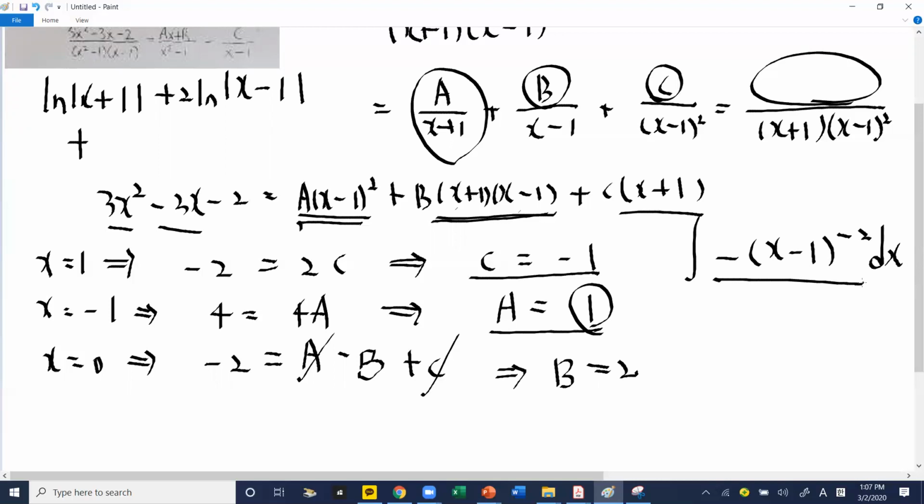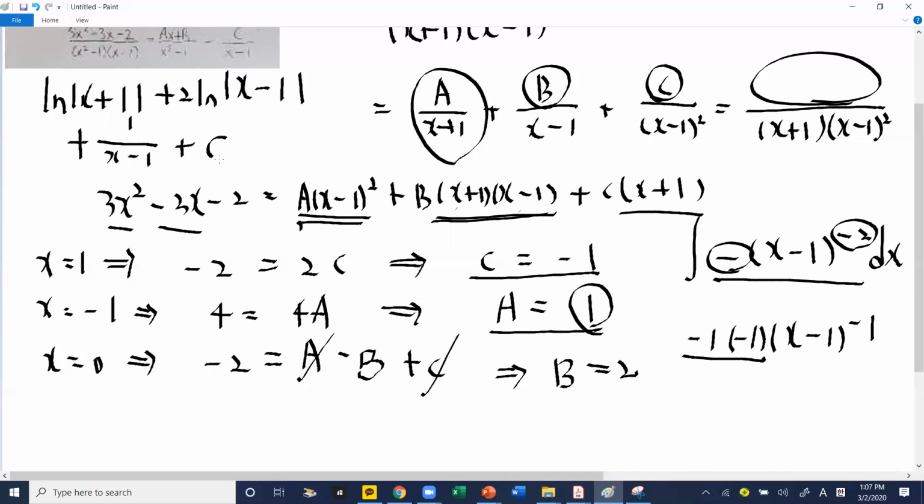I just integrated this one. Negative 1 times this one. Its power becomes x minus 1 to the negative first, right? It's a reciprocal, which means just a negative 1. You have to multiply this one, right? So finally, you will get 1 over x minus 1 and then plus C. This is the answer.